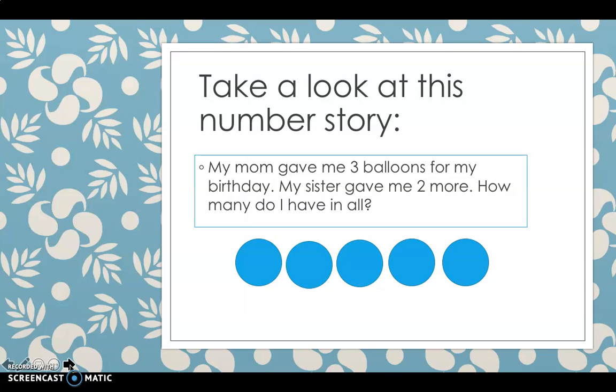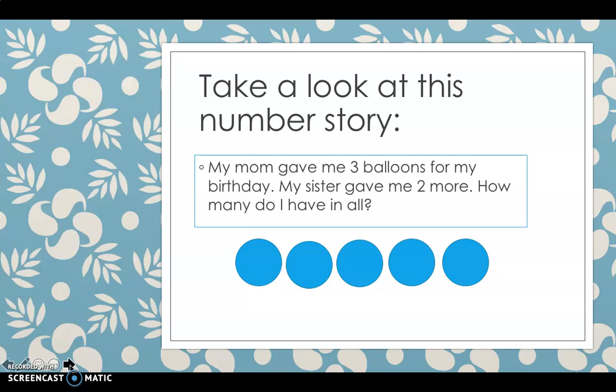The words, how many do I have in all, also tell us that this is a very special kind of number story. Now friends, do you think we're going to add or subtract? If you think we're going to add, put your thumbs up. If you think we're going to subtract, put your thumbs down. If your thumbs are up, you are absolutely right. We are going to add.